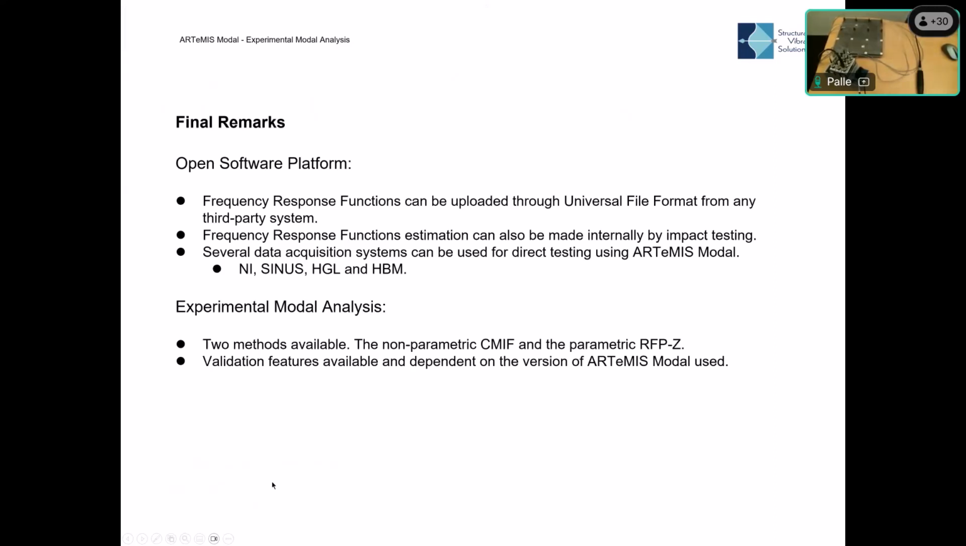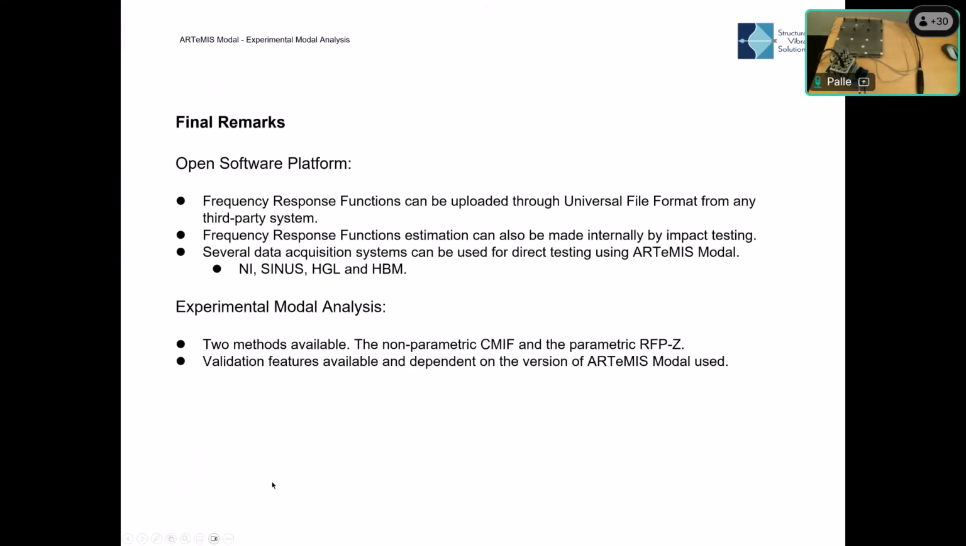And depending on what version of ARTeMIS you have, you have different ways you can validate your measurements or your results. If you have a basic version of ARTeMIS, there is a limit to what kind of validation tools we have. But if you have the standard version or the pro version, you have other kinds of validation where you can compare the different modes with one another, or you can upload modes from other tools and compare with those. This is available in the standard and the pro version. So there are some differences in validation features depending on what version of ARTeMIS you're running.